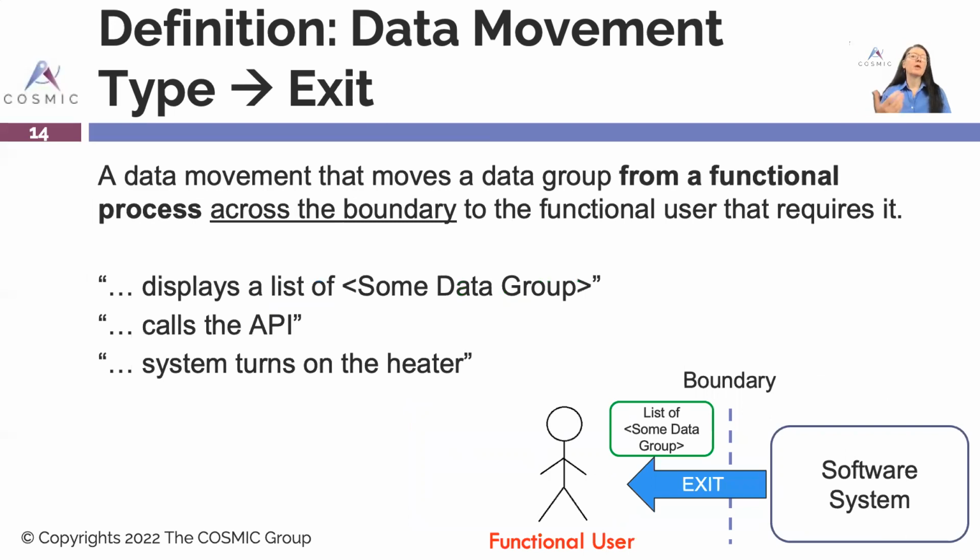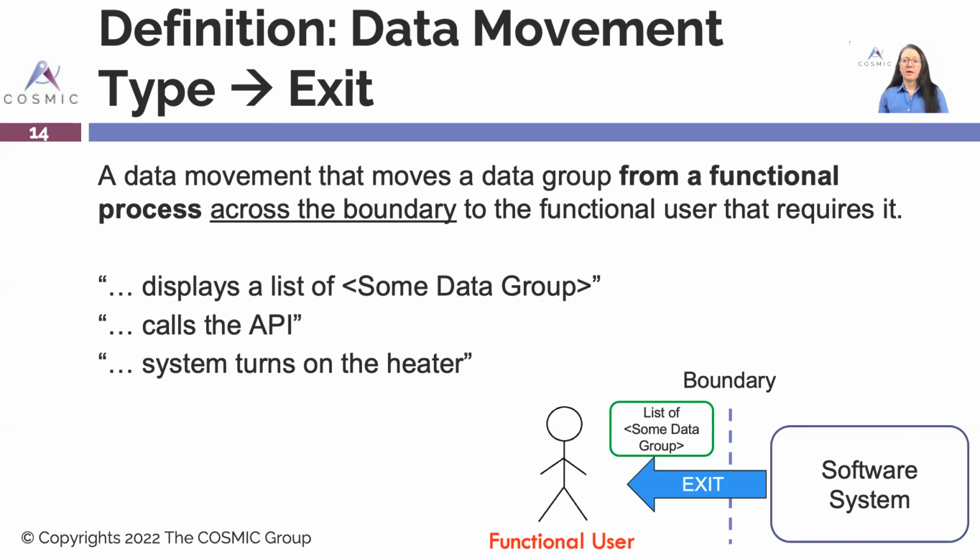And lastly, the data movement type exit. It's a data movement that moves a data group from a functional process across the boundary to the functional user that requires it, such as displaying a list of some data group, calling the API, or the system turning on the heater. So the data group could be, let's say, a list of some data group, and that's an exit.